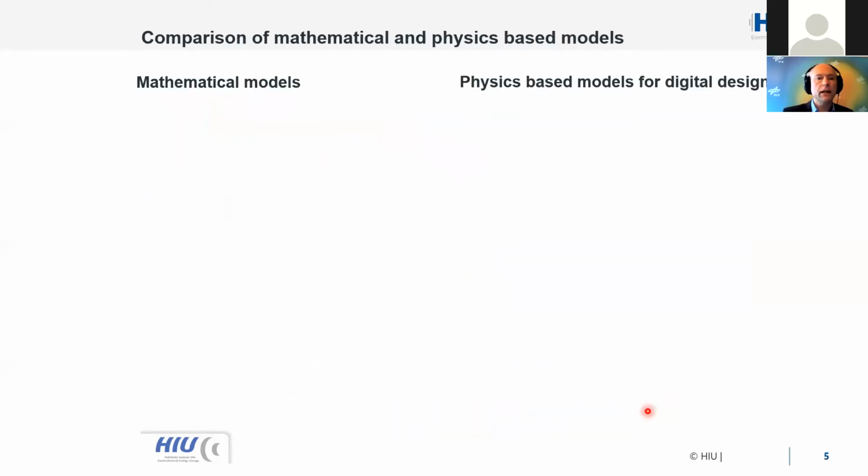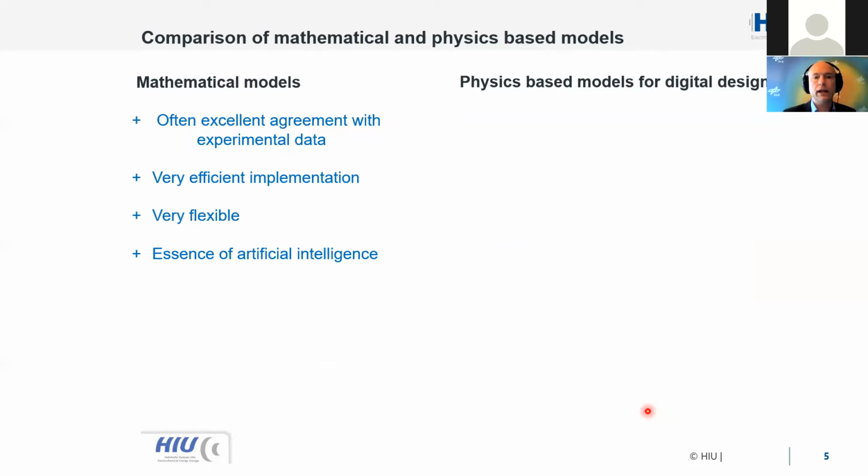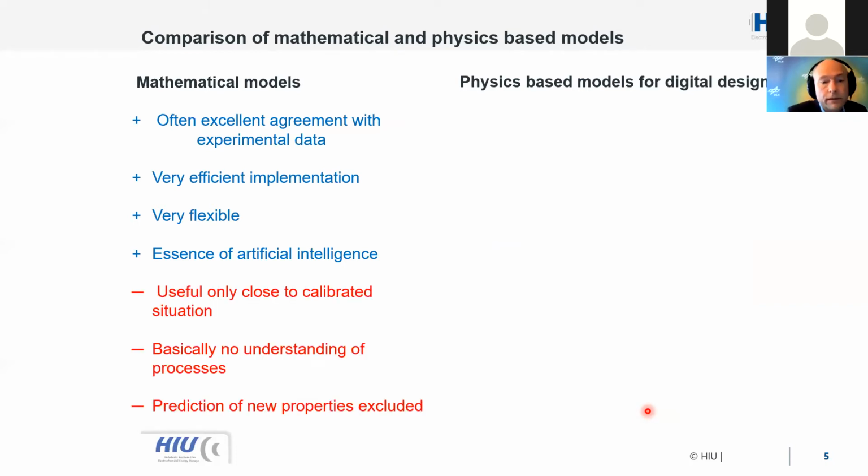So what is the difference? Mathematical models usually have excellent agreement with experimental data. They're very efficient to implement. They're very flexible. It's the essence of artificial intelligence. Of course, calibration might be complicated, and it is only useful very close to the test scenario, so to say. Basically, there's no understanding of processes at all. The prediction of new properties which are not already encoded in the given data is excluded.